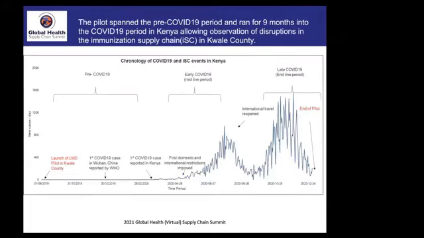So for this graph, really, our take was to just show the impact of COVID on the immunization supply chain, more so prior to and during the implementation of the pilot. So during the launch, sometime in September 2019, we had not been hit by the COVID pandemic, and we started off on a very good note. So we did launch it and we kicked off and everybody was on board, both at the county level and the sub-county as well as the facilities.